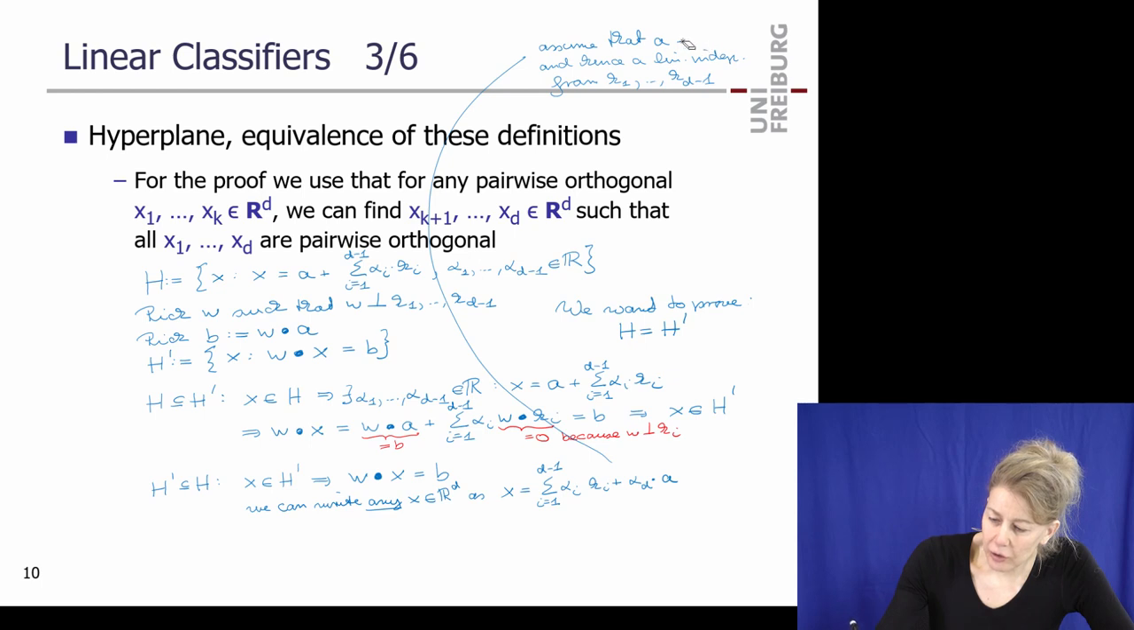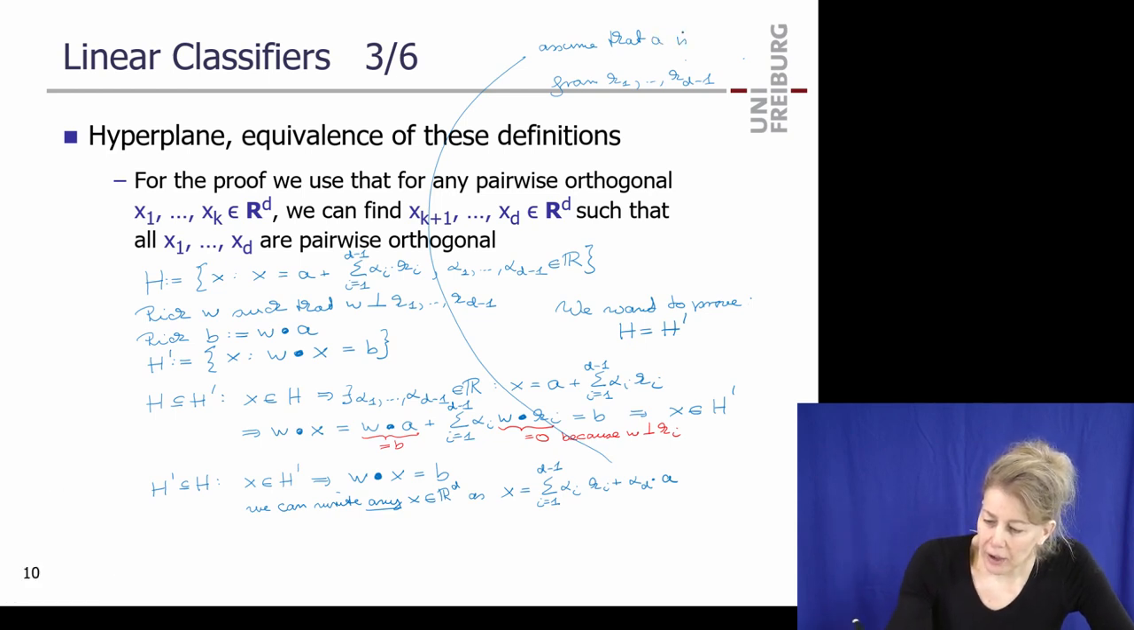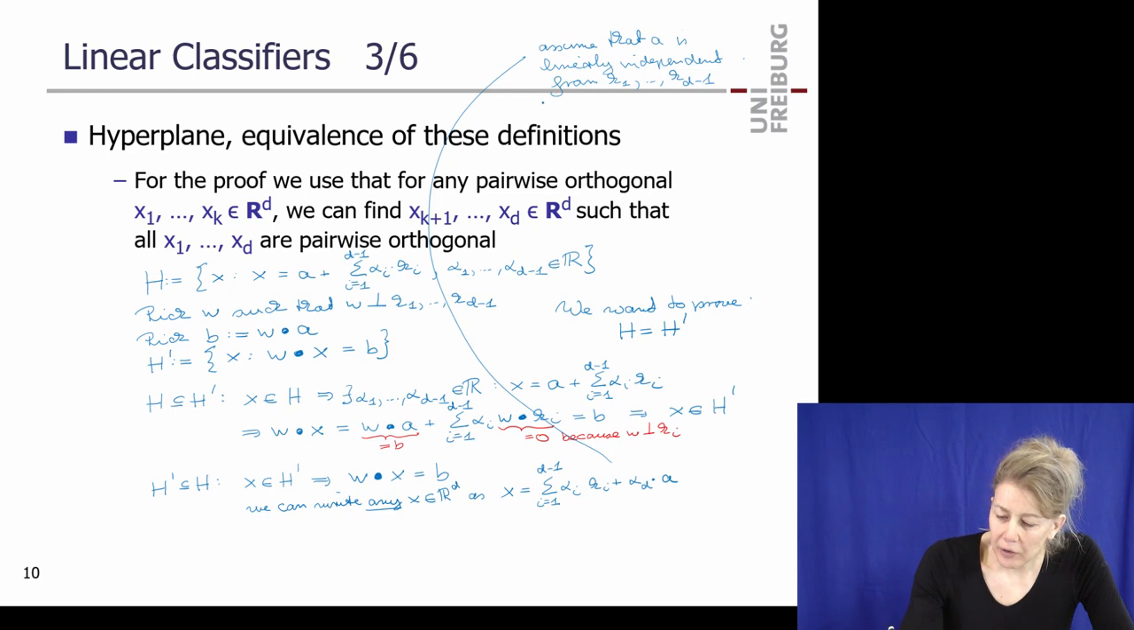Assume that A is linearly independent from these. And if that's not the case, the plane goes through the origin. Let me just note that. And that case is actually an easy case.